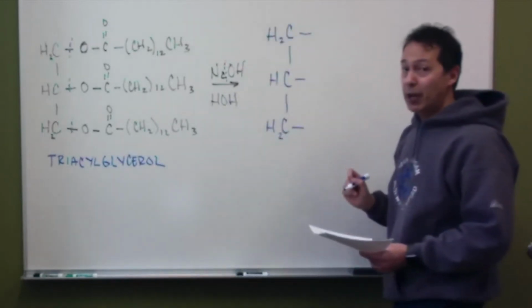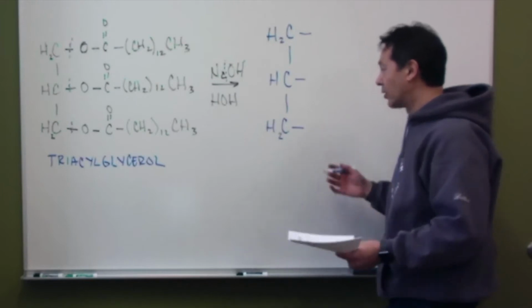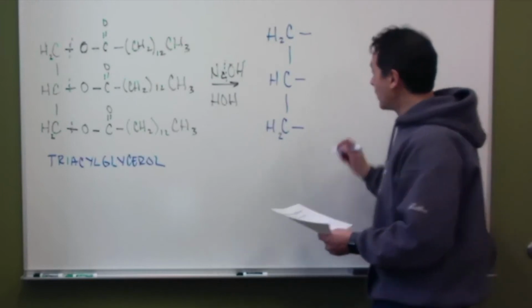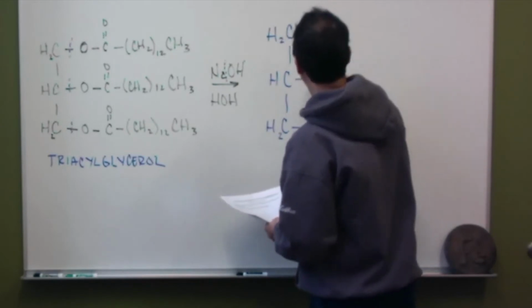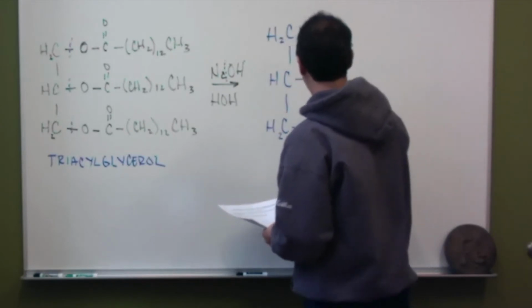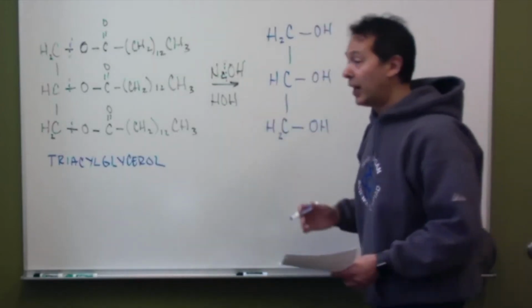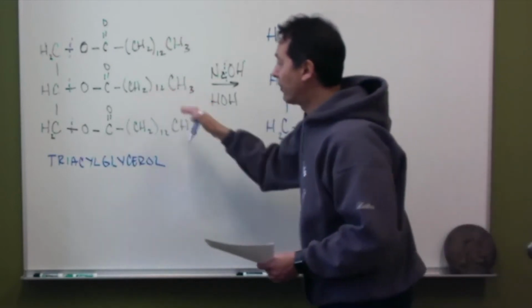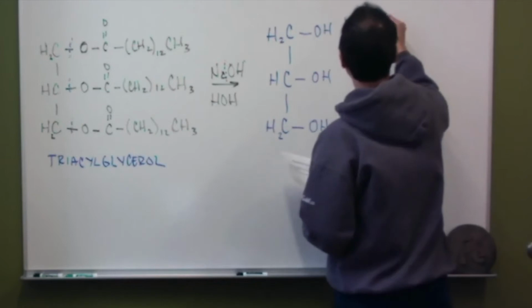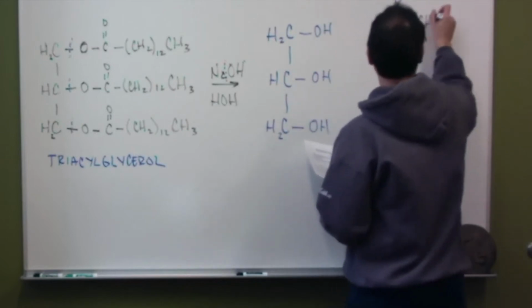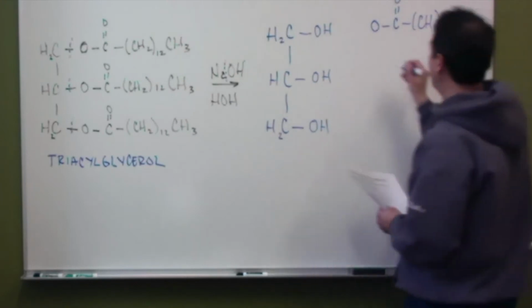So there's our basic backbone of our triglyceride, or our glycerol. And we're going to have hydroxyl groups on here. And those came from our sodium hydroxide. And then we're going to have sodiums attaching onto our fatty acids. So I'm going to redraw these fatty acids here. There's one fatty acid.